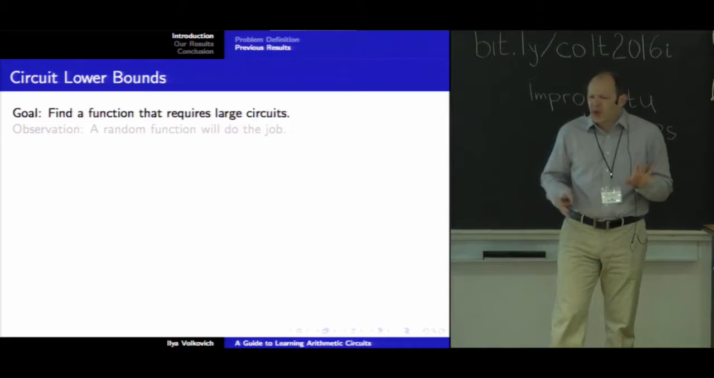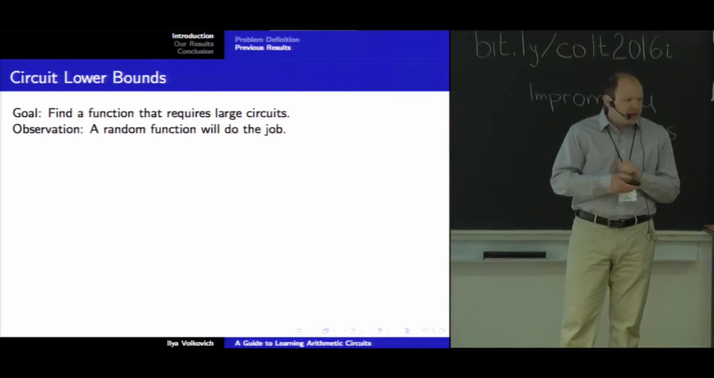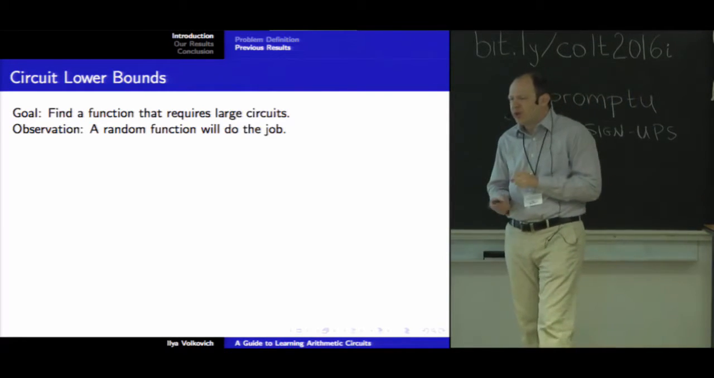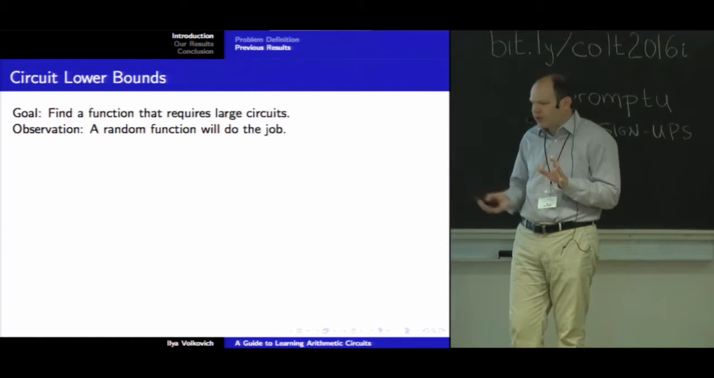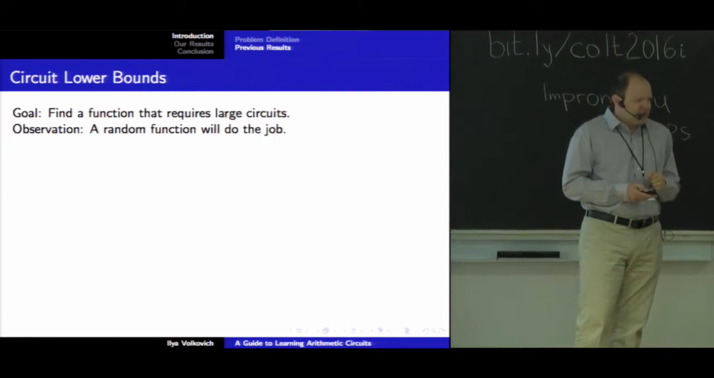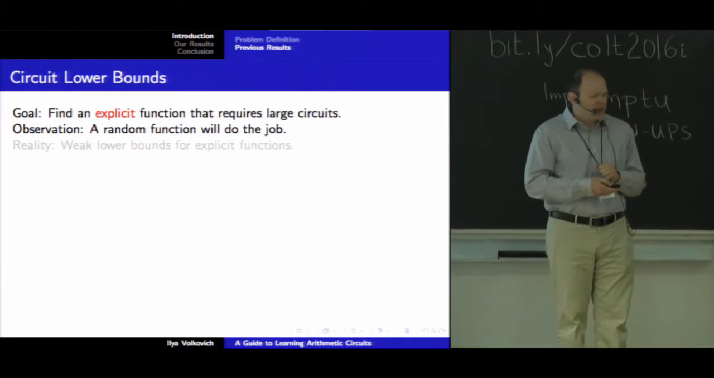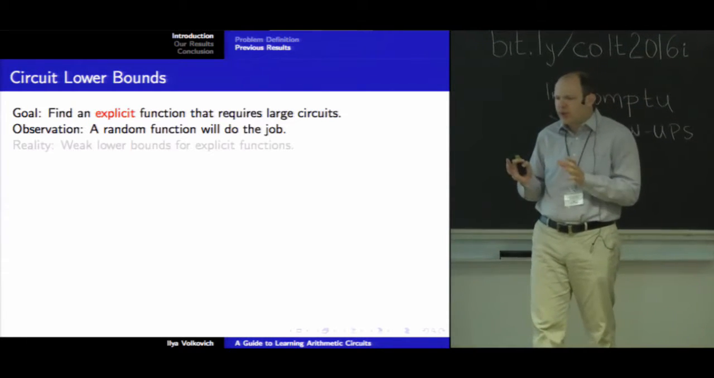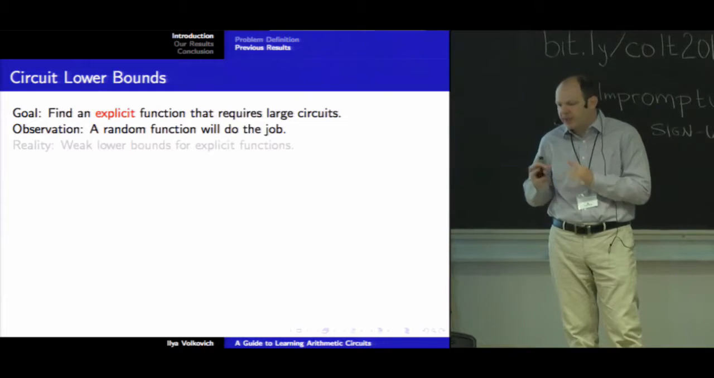Now, if this is all I want, this is actually an easy task. Why? Because a random function will do the job. It's easy to show that a random function will have exponential circuit complexity with high probability. So this wouldn't be interesting. To make it interesting, what we want is an explicit function. We want to be able to describe the function in some explicit way.